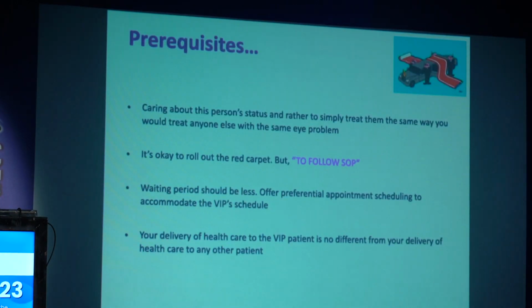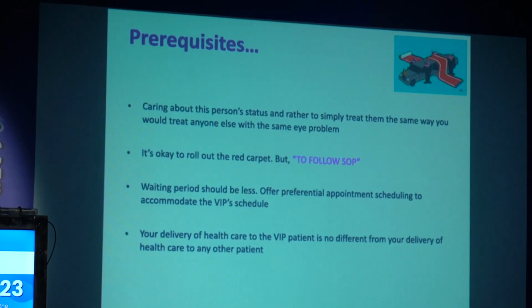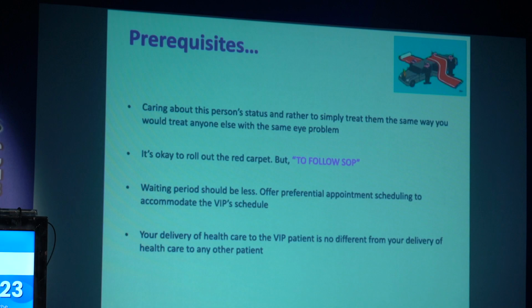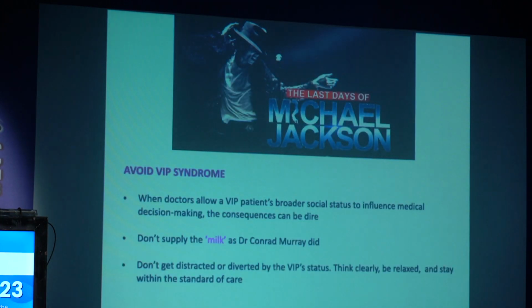The prerequisite is caring about this person's status and whether to simply treat them the same way you would treat any other patient with the same eye problem. It's okay to roll out the red carpet, but it's better to follow the SOPs of your practice. Waiting period should be less. Offer preferential appointment scheduling to accommodate the VIP schedule. And your delivery of healthcare to the VIP patient is no different from your delivery of healthcare to any other patient. You're all aware of the last days of the king of pop.